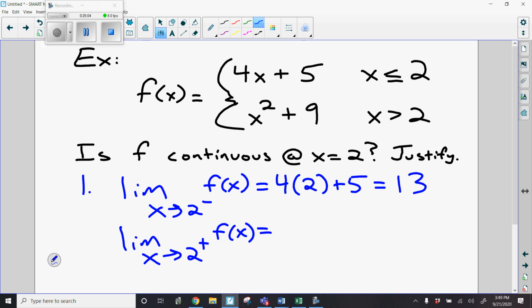Well, for the right-hand limit, that's approaching 2 from the right. So I want to use this bottom function because these have x values that are bigger than 2. So I'm just going to plug 2 into this one now. 2 squared is 4. So I got to write it out though, right? 2 squared plus 9. 4 plus 9 equals 13.